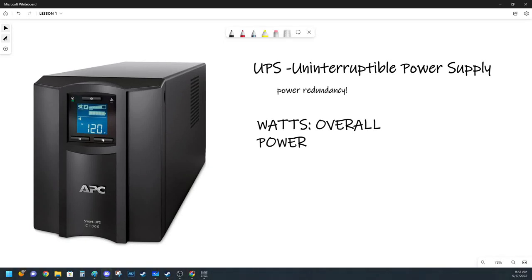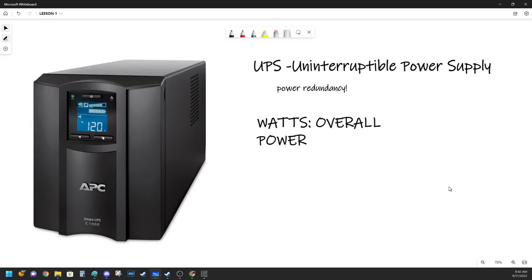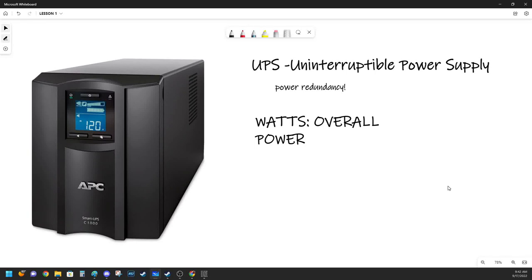Is there a rule of thumb for how big a UPS should be above the size of the PC it's attached to? Yes, the rule of thumb is as big as you can get it.